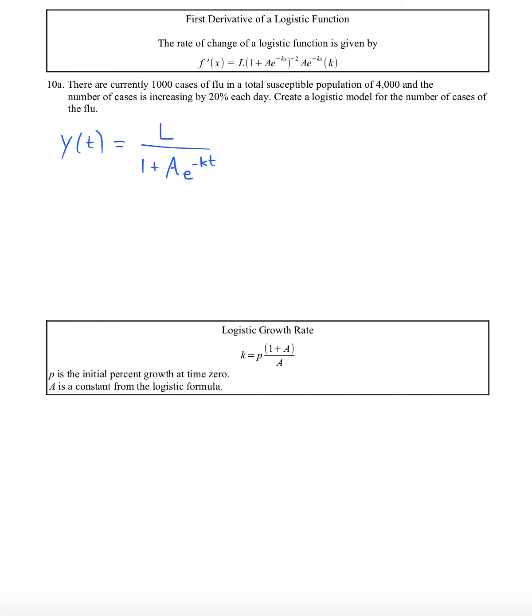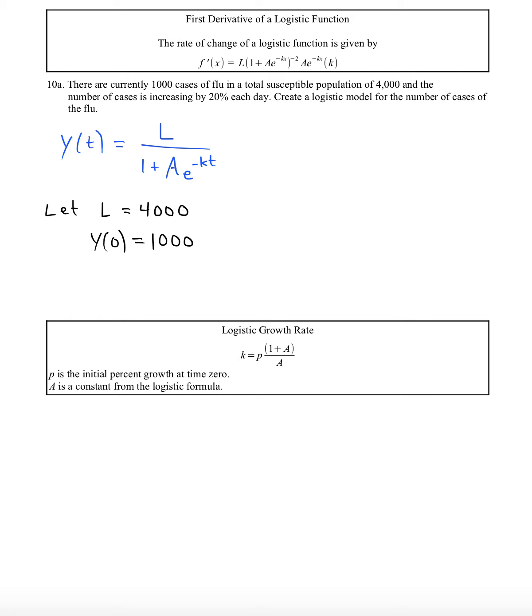So from what's given, we can let L, the upper limit, be the 4,000 people that have the potential of being infected. And we should let the initial number that are infected be 1,000. Now we want to find A and k to make our model complete.